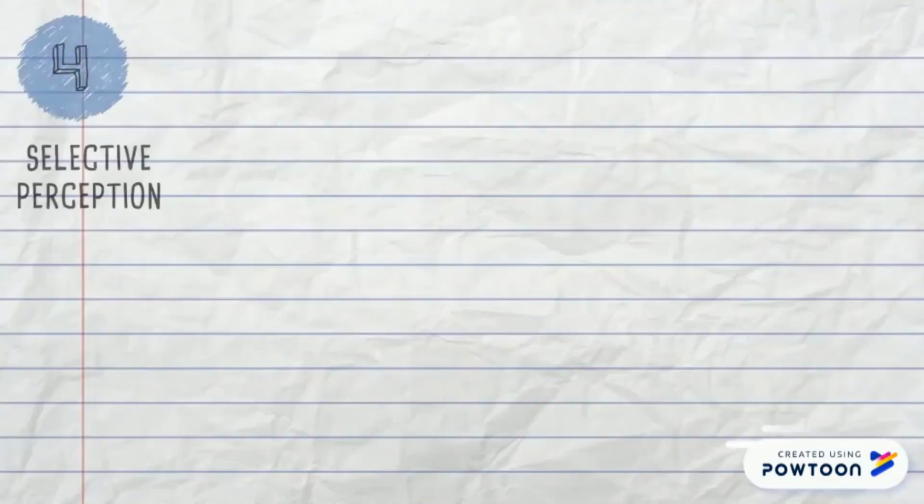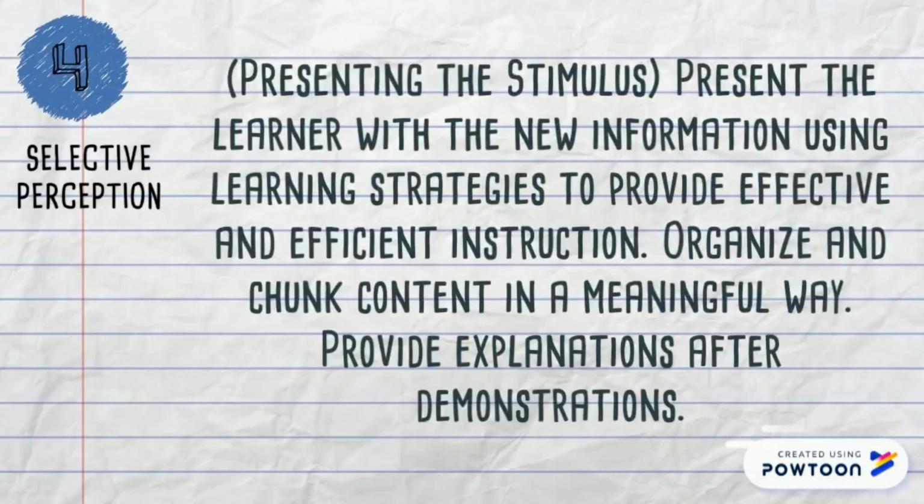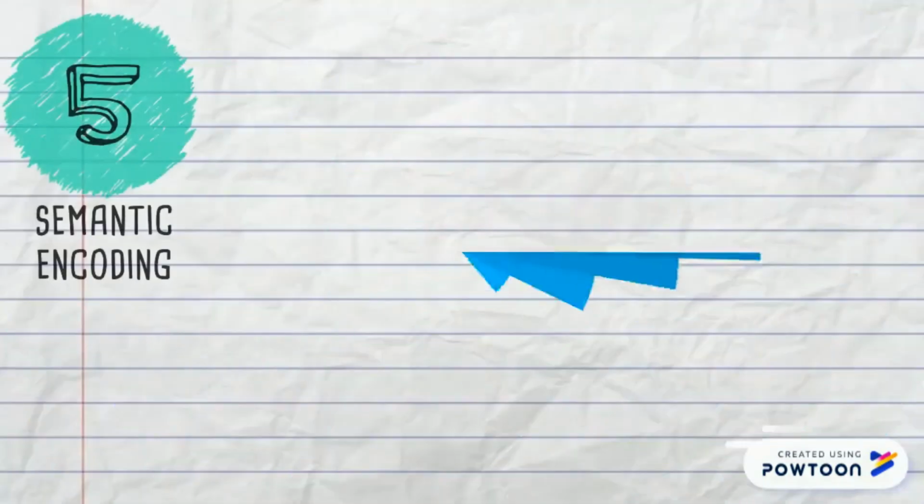Number 4 is selective perception. Present the learner with the new information using learning strategies to provide effective and efficient instruction. Organize and chunk content in a meaningful way. Provide explanations after demonstrations.